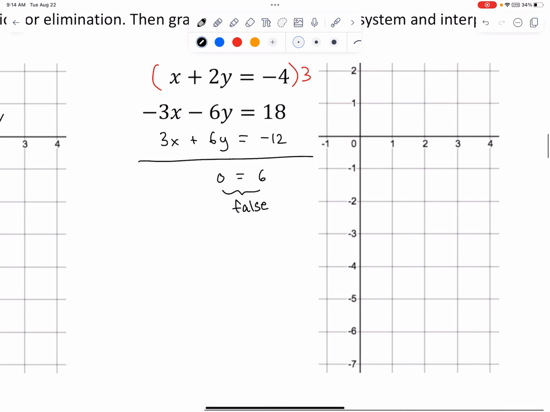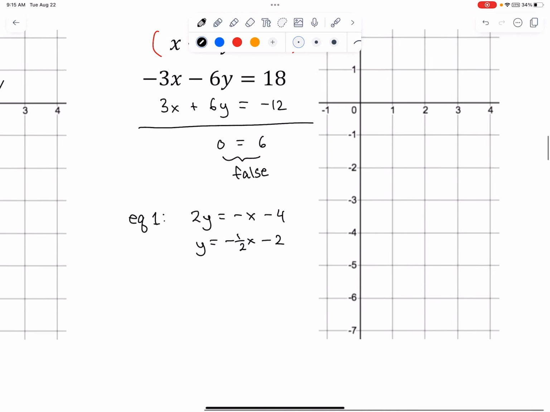If you were to take equation 1 and solve it for y, I'll get the 2y isolated first by subtracting the x to the other side, so negative x minus 4, and then divide everything by 2. So we have y equals negative 1/2 x minus 2. This is our first equation, so the slope is negative 1/2 and the y-intercept is negative 2. So negative 2 y-intercept and a slope of negative 1/2.